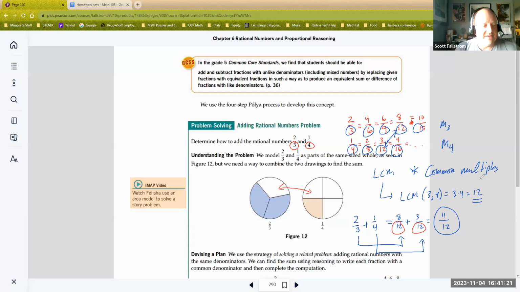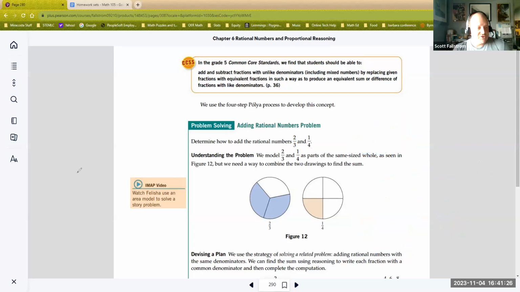So that's the idea of fraction addition, and truly fraction subtraction, because fraction addition and subtraction are tied together.